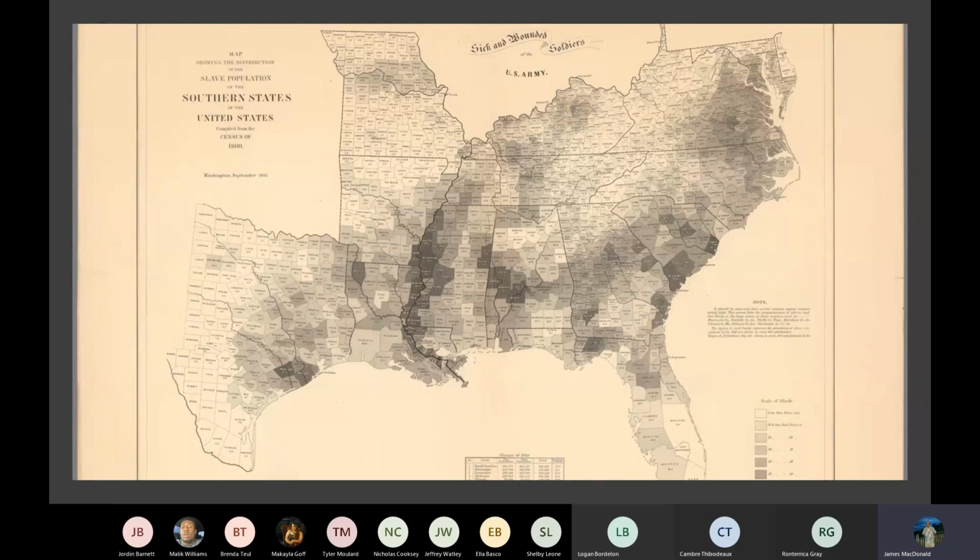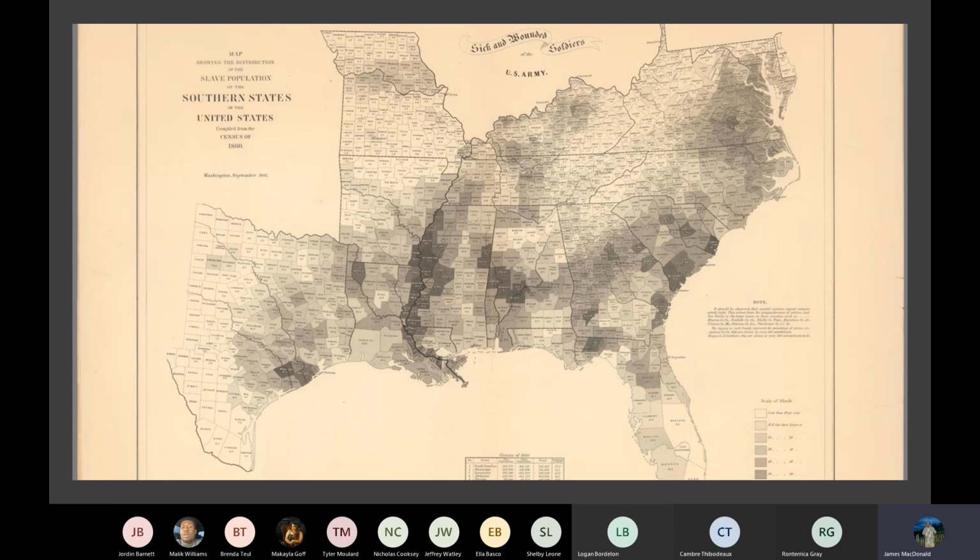Delaware with slaves, you're thinking? Yes, it's considered a southern slave state, as is Maryland. 1.6% in Delaware. Compare that to 57% in South Carolina. 60% of the population enslaved.